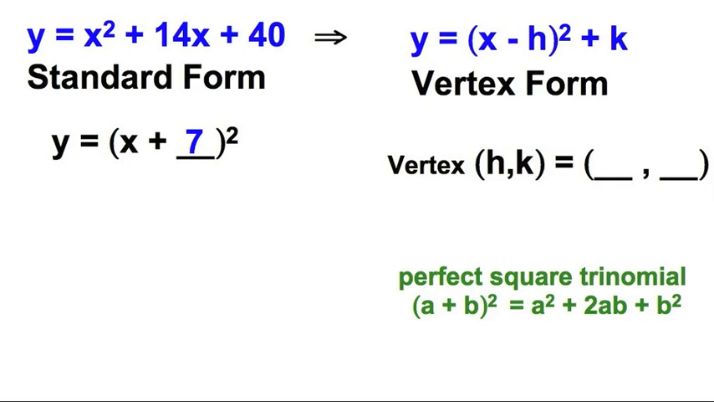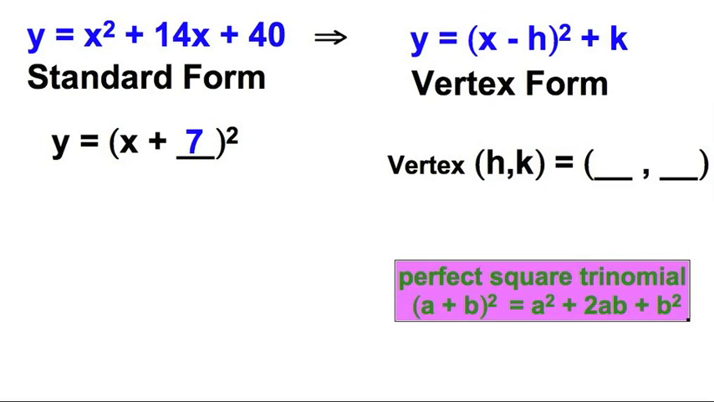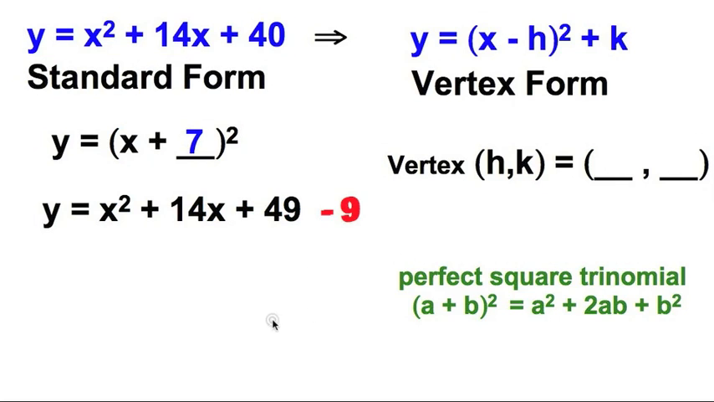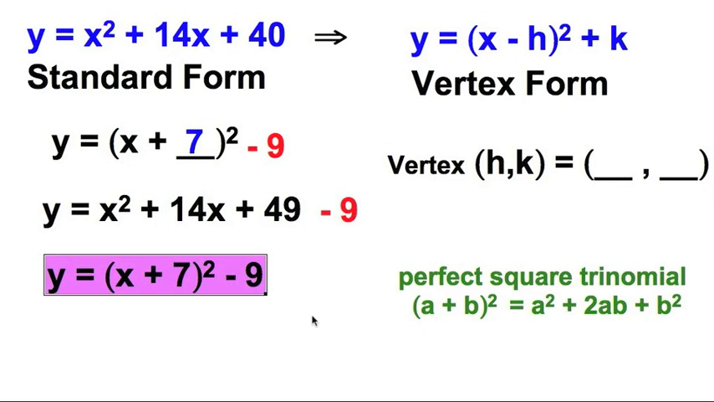And we know how to expand this to a perfect square trinomial right there: x squared plus 14x plus 7 squared, 49. But we need to make this match this. So we're just going to adjust it. Subtract 9. Subtracting 9, I could just put that over here. And now this expression, which I'm just going to rewrite here, is the equivalent. So here it is in vertex form.